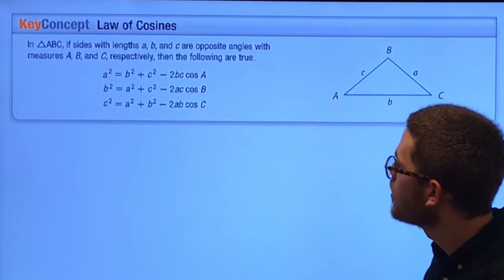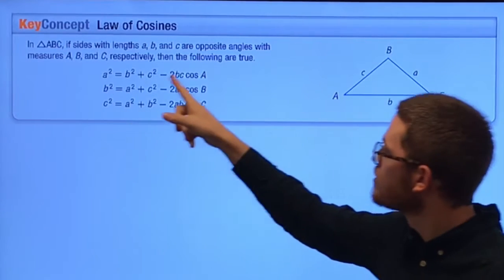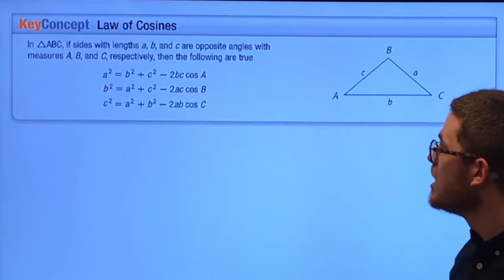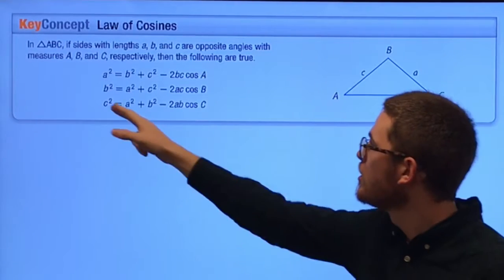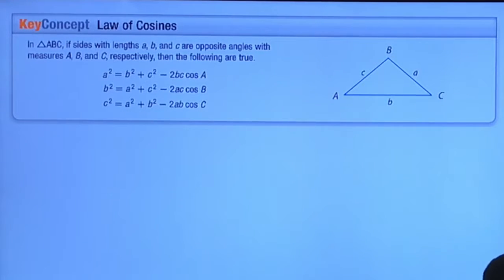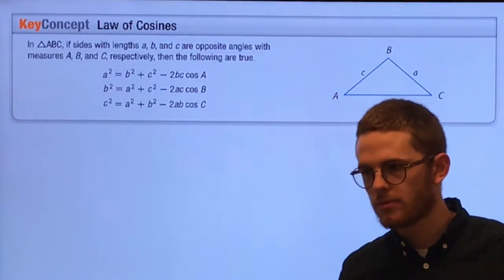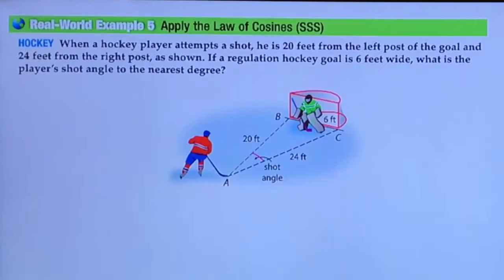B squared equals A squared plus C squared minus 2AC cosine of B. Notice when it starts with B, it ends with B. And the other letters are both A and C. C squared is A squared plus B squared minus 2AB cosine of C. Notice when it starts with C, it ends with C. All the other letters are A and B. It is a long formula, but it is quite simple to remember because of that consistency.